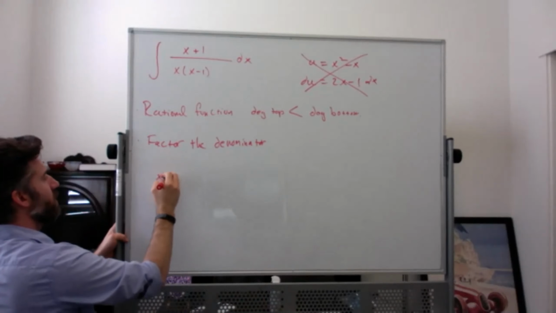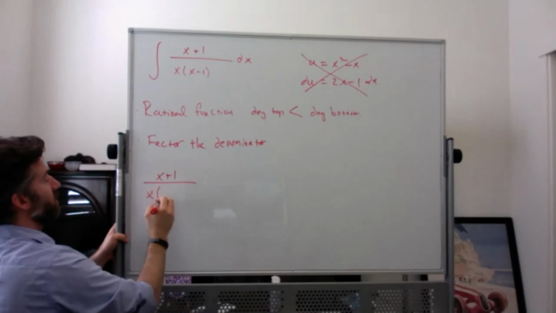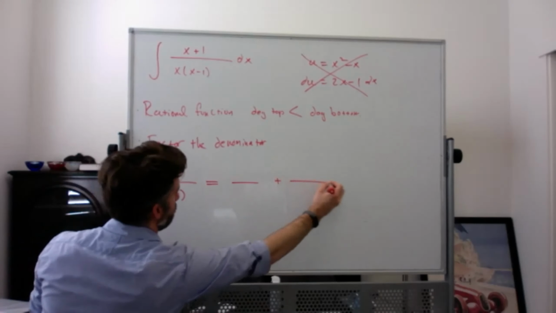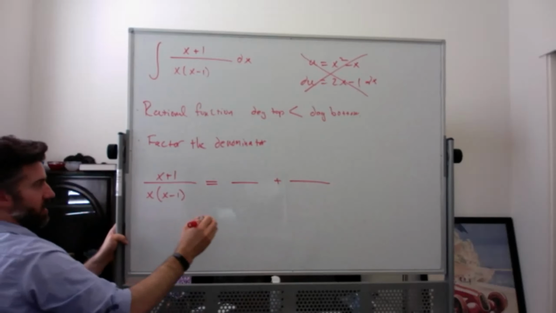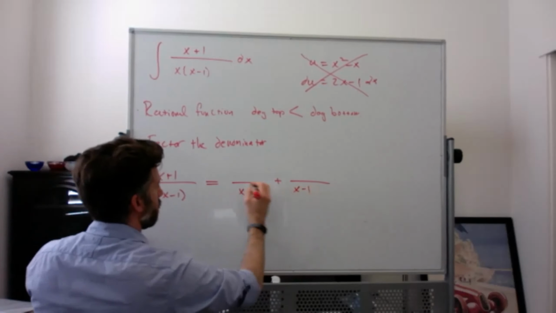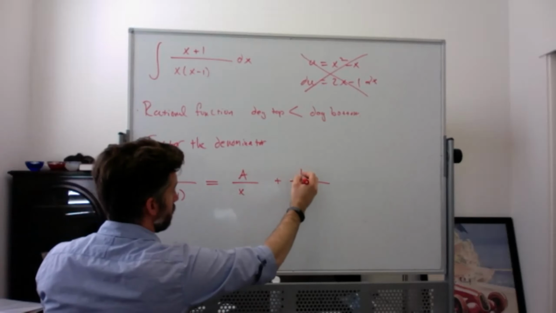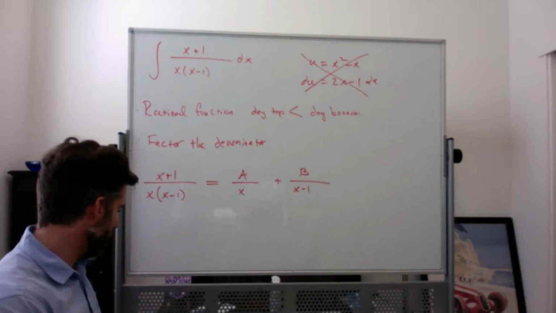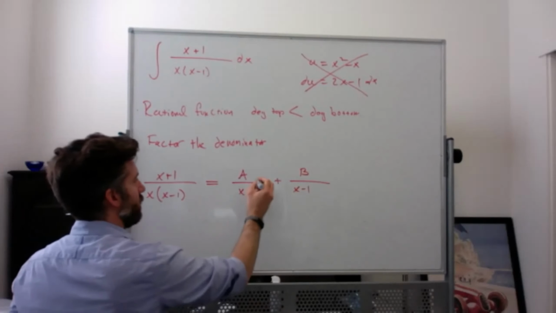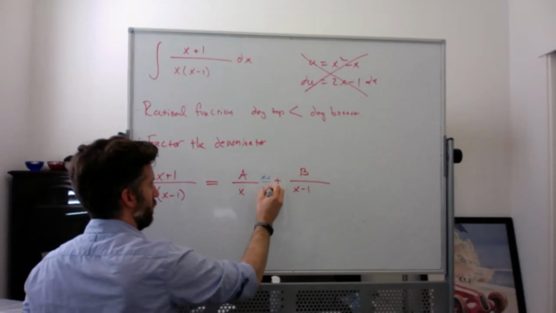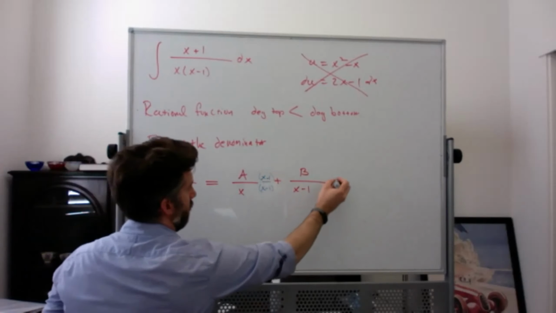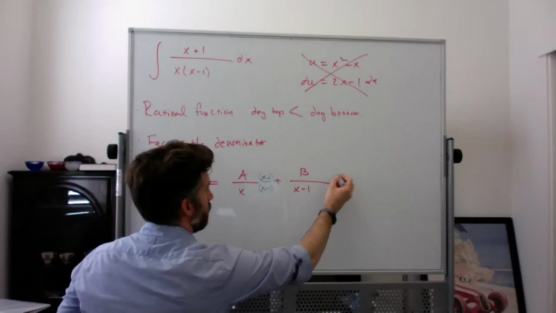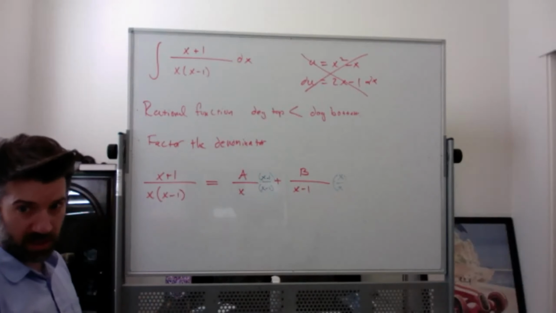We're going to say that our integrand, (x + 1) over x times (x - 1), can be written as two fractions with denominators x and x - 1, where we don't know the numerators. The reason this is true is because if you were adding these two fractions together, you would multiply this one by (x - 1) over (x - 1), and this one by x over x, to get the common denominator x times (x - 1).